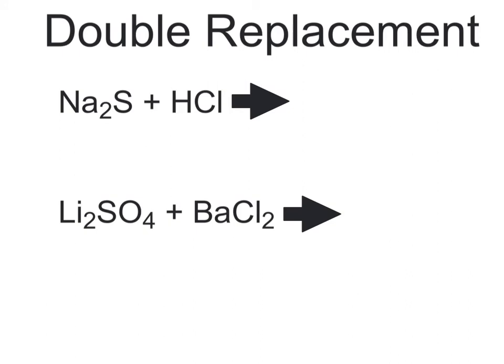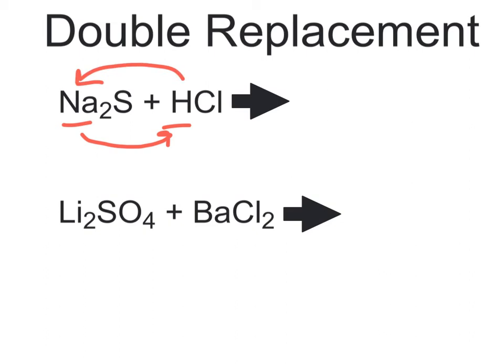For a double replacement reaction, decide which elements you want to switch. Either switch the metals or switch the nonmetals. I like to switch the metals. So in my first problem here, I'm going to switch sodium and hydrogen. So sodium will come over to take hydrogen's place, and hydrogen will take sodium's place.